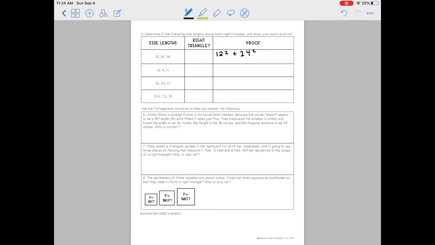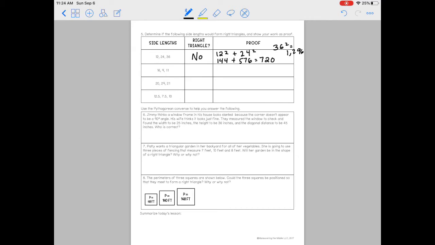So 12 squared we know is 144, plus 24 squared. Well, 24 times 24 would give us 576. We add these two values together, we get a total value of 720. So if I have 720, is 36 squared 720? No, 36 squared would give me 1,296. So this is not true. This is not a right triangle. So I'm going to put no.